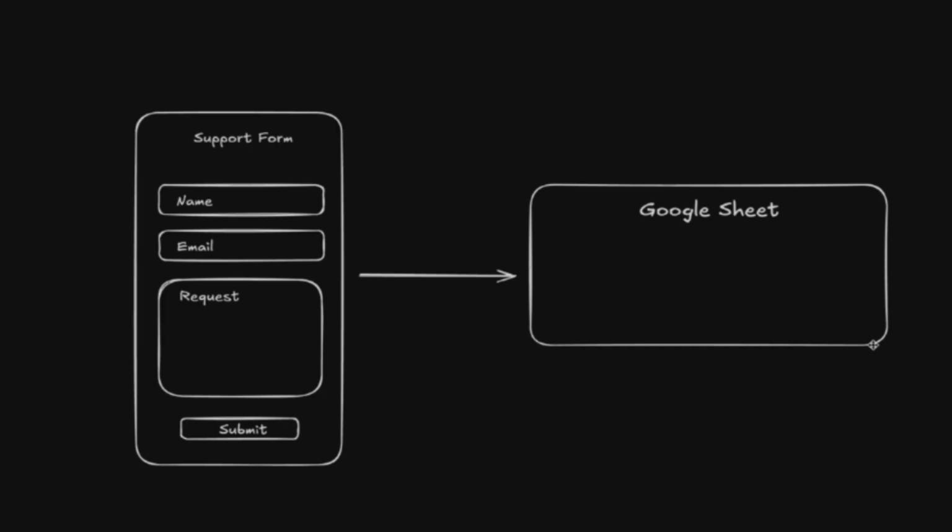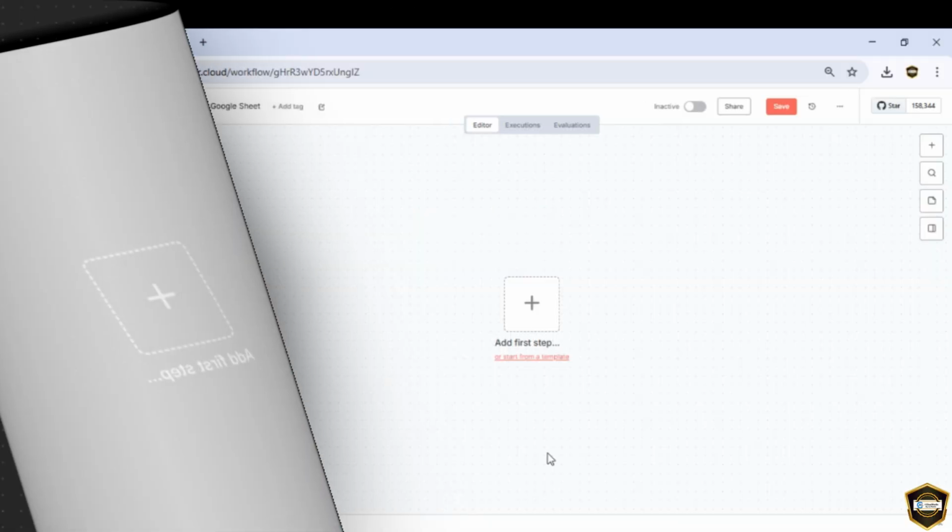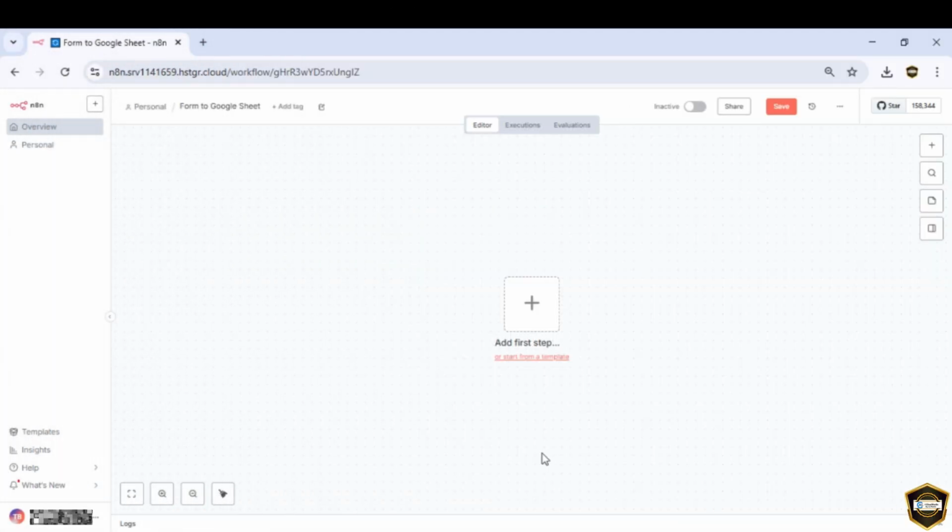So here is where we will need credentials to actually authenticate with Google Sheets and Google Docs in general. And this one is quite important because we will be using it quite a lot throughout our course, right? So it's important to get it right. Okay, so let's go to n8n and create our workflow.